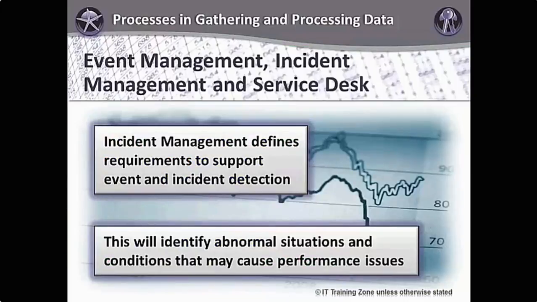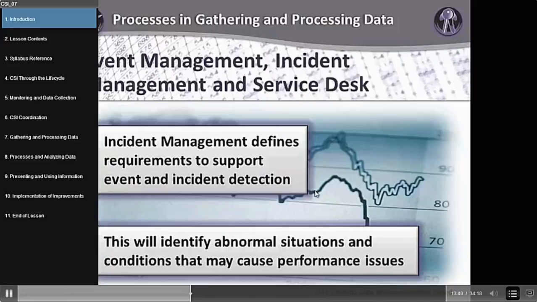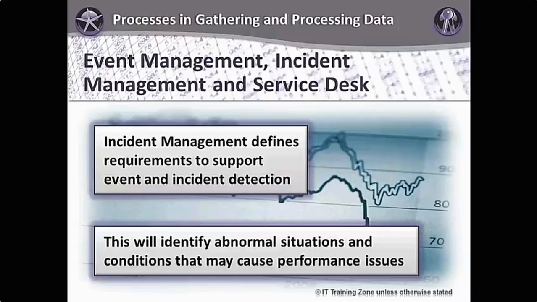Next, there are the service operation areas: event management, incident management, and service desk. We need to carefully study their role in gathering and processing data. Incident management can define monitoring requirements to support event and incident detection, possibly using automated tools. They will open or escalate tickets without human intervention. Event and incident monitoring can also identify abnormal situations and conditions, which helps to predict and preempt possible service performance issues. As a result, this will avoid potential service and component failures.